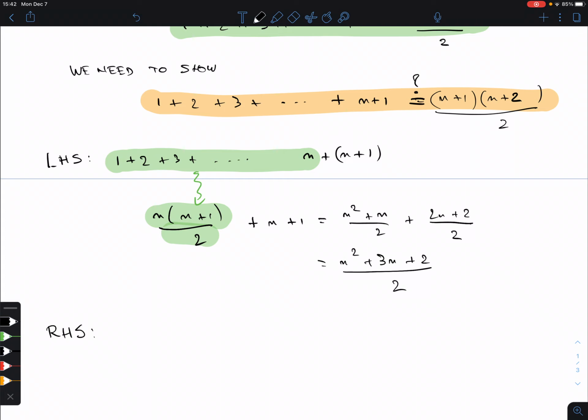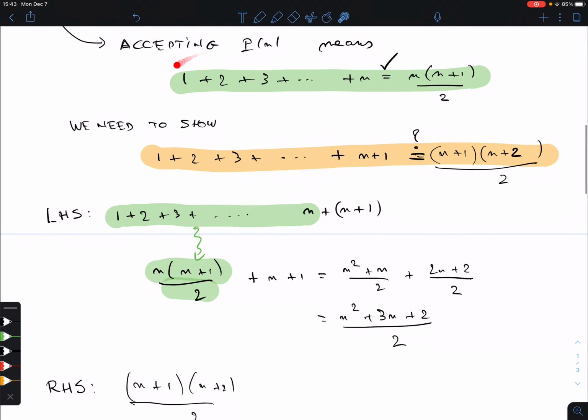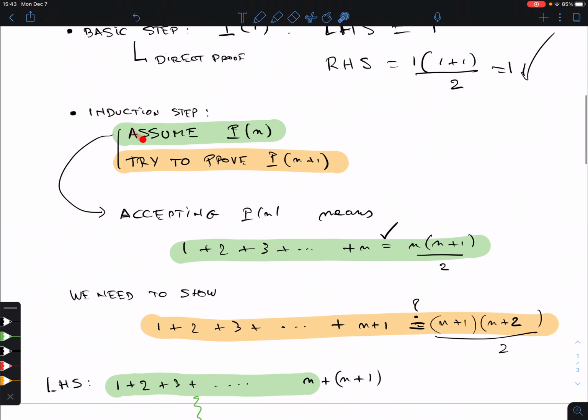For the moment, I'm going to look at my right-hand side. What is n plus 1, n plus 2? So n plus 1 times n plus 2 divided by 2. Before I go on, what I denoted here with this green arrow is replacing this by that. That was using this truth that we accepted, that we assumed.